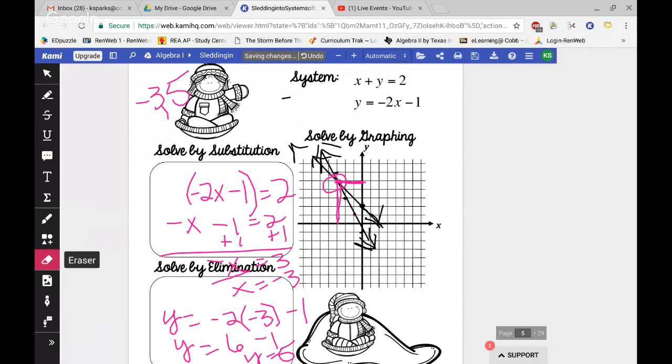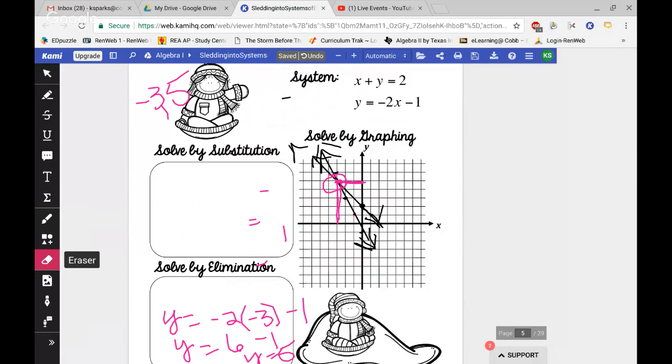And that's what you're trying to do. You're trying to make sure that you get the same point all 3 times in the packet because it teaches you how to do every type of solving for systems of equations.